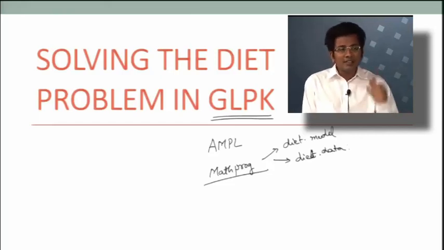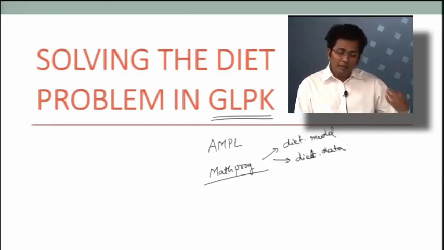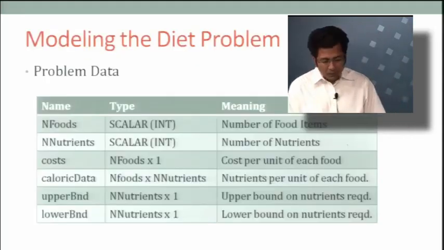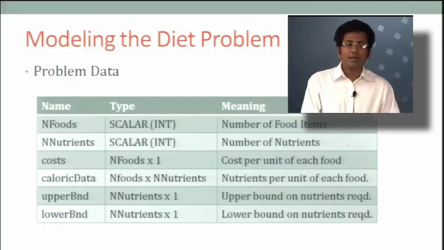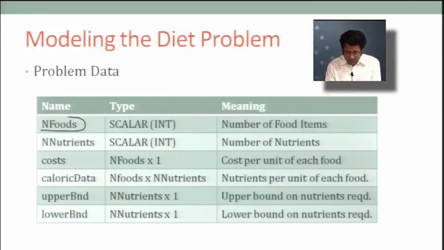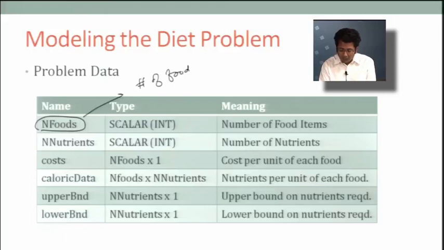You can download them, examine them, and make sure that I'm not doing something wrong, and understand how to do this with GLPK. Okay, so what does the problem data look like? So the problem data looks like this. You have a scalar parameter n foods, that's the number of foods, the number of food items. N nutrients, that's the number of nutrients.